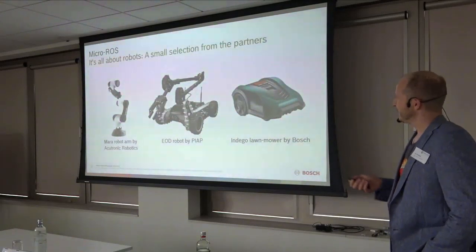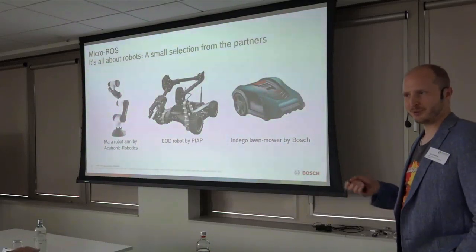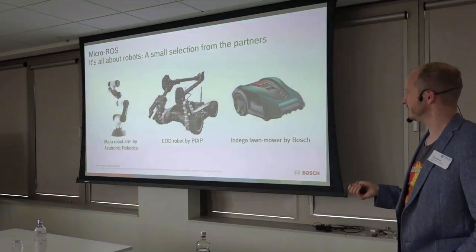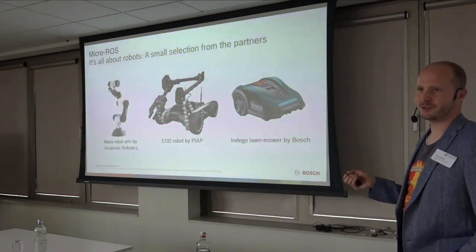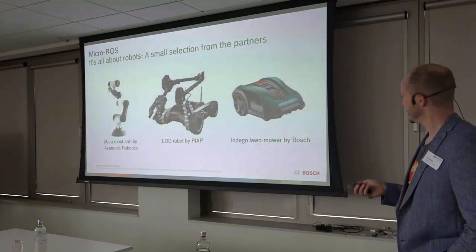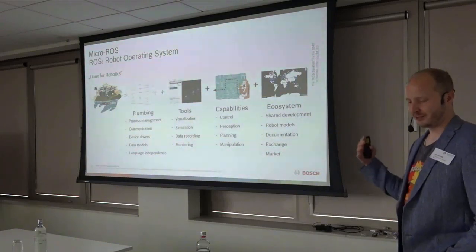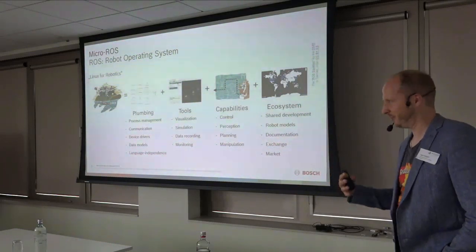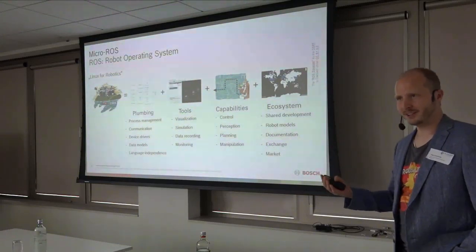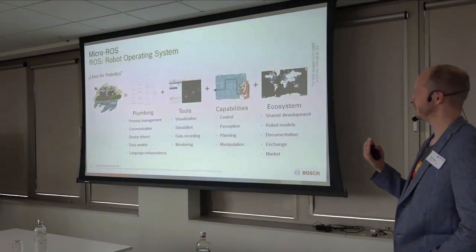Right, so what is it about? It's about robots. I just took a few random robots from the partners. So this, the typical manipulator by Akatronic, one of the partners, is a robot that is used in defusing bombs. Well, that's a lawnmower for us. And so ROS stands for the Robot Operating System. And whenever we tell that to people, they ask, an operating system like Linux or Windows? And no, that's not what kind of operating system this means.